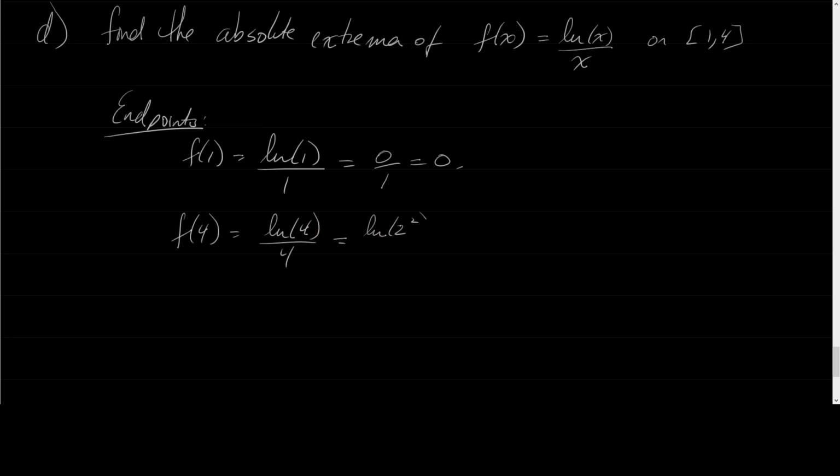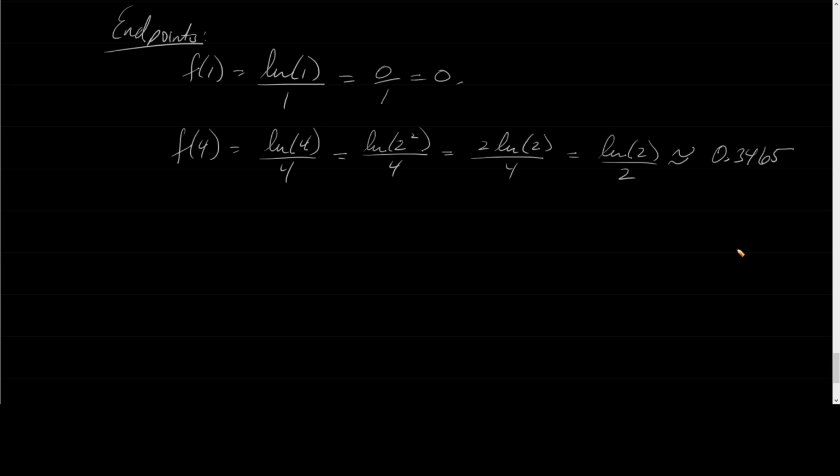Okay, the right endpoint, f of 4, is ln of 4 over 4. Let's reduce this. 4 is the same thing as 2 squared, and using rules of logs, I have 2 ln of 2 over 4, which becomes ln of 2 over 2. If you plug that into the calculator, you'll see it's approximately 0.3465. So we've got two contenders so far, the left endpoint and the right endpoint. And I said the third contender would be any critical point. So let's figure out where the critical points happen.